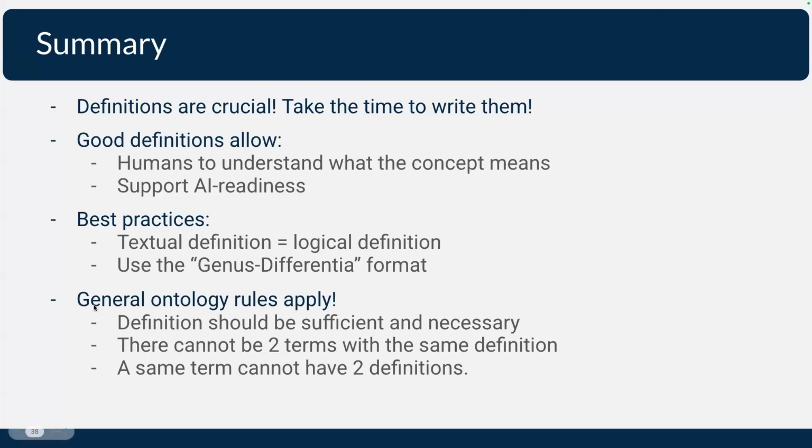Remember that the rules apply, so the definitions should be sufficient and necessary. One term cannot have two definitions, and two terms cannot have the same definition. If two terms have the same definition, it means they're the same thing. Therefore, we should have only one term. If one term has two definitions, it means that this term has two different concepts. So this should be split.